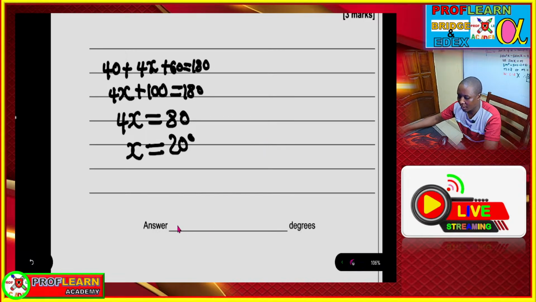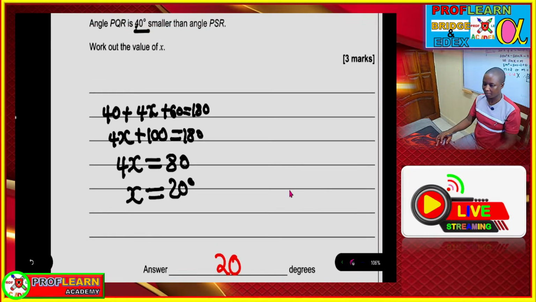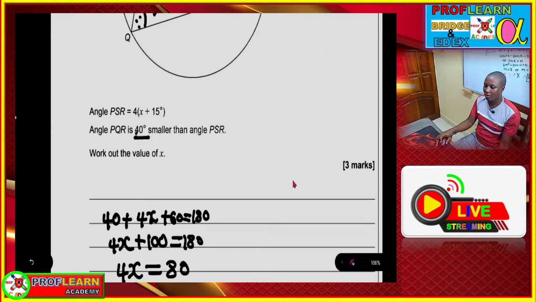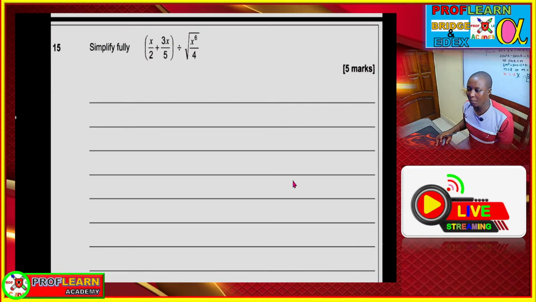And those guys will get the answer as x as what? 20 degrees here. Let's write it for them. I know they will come. Those guys will come. Yeah, so our x is 20 degrees. Simplify fully.